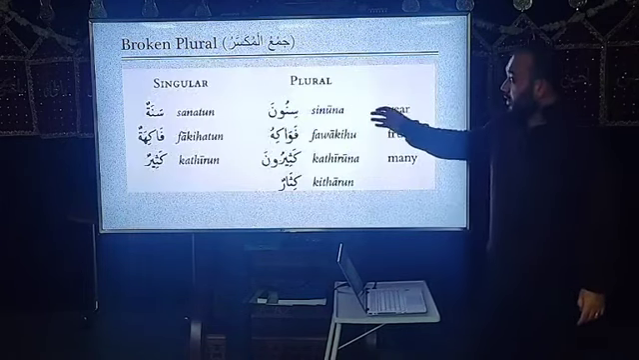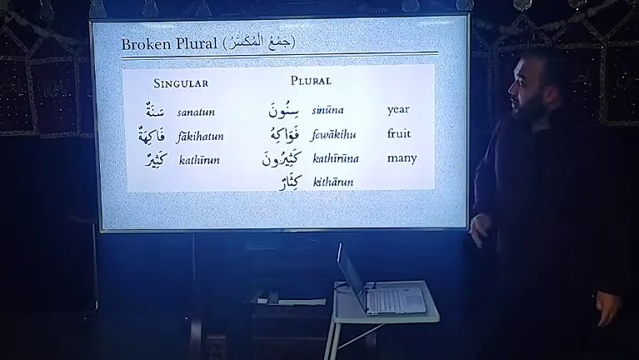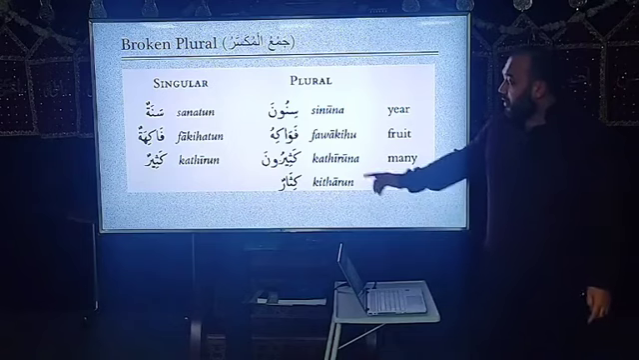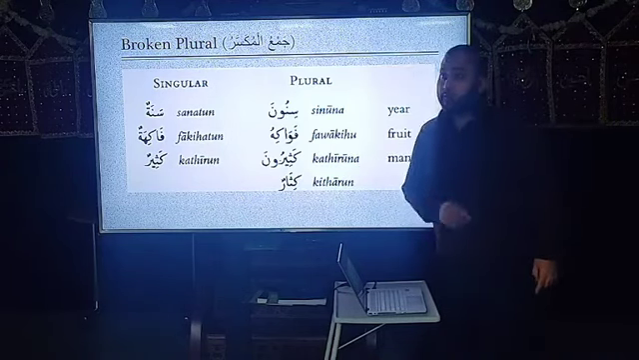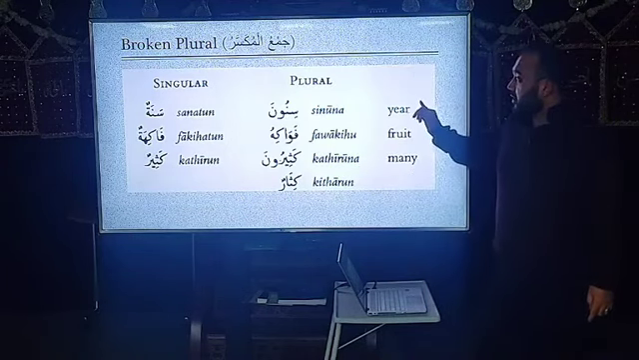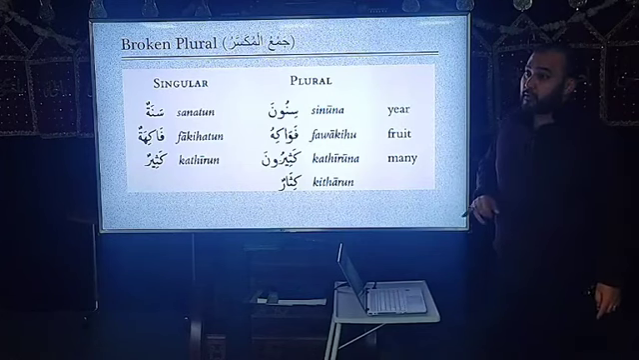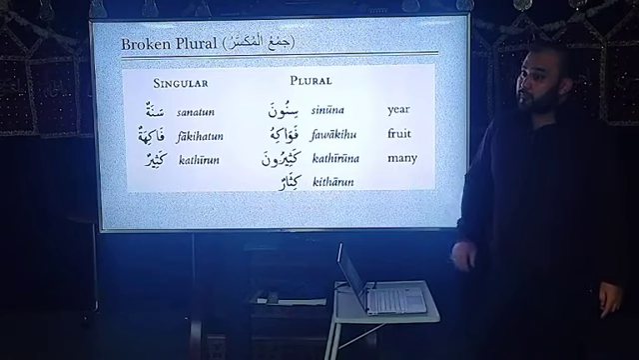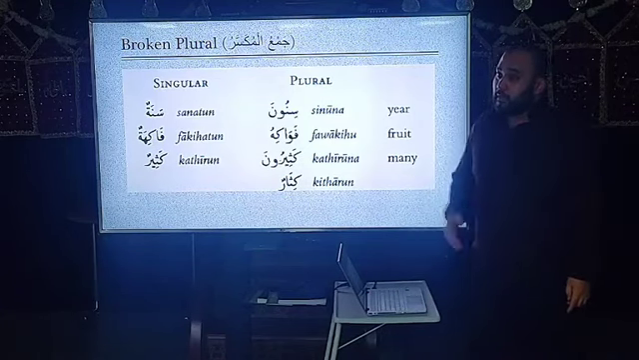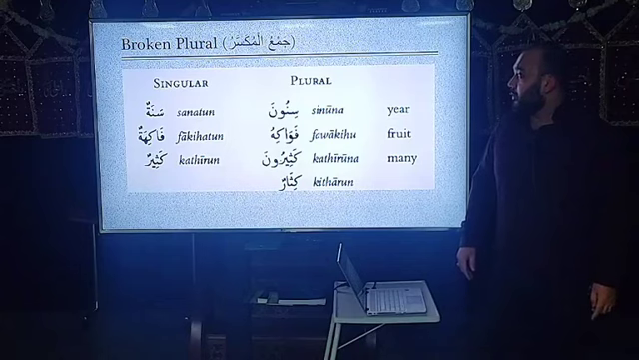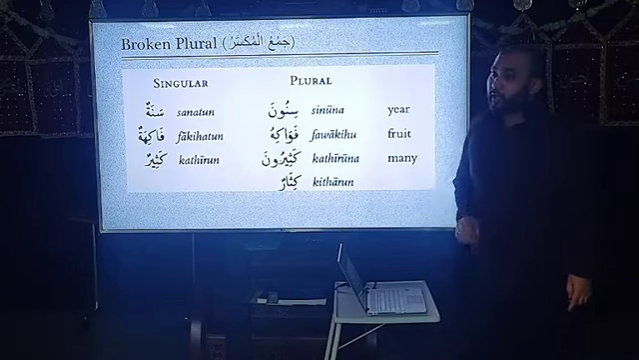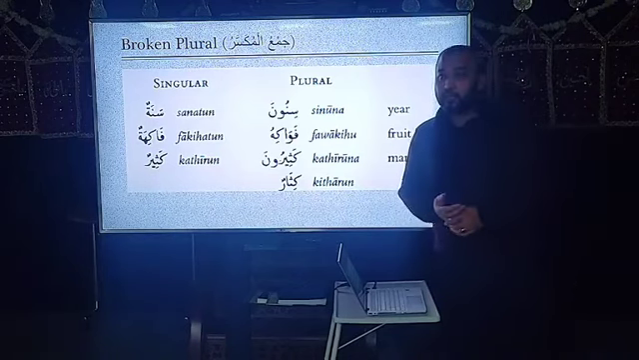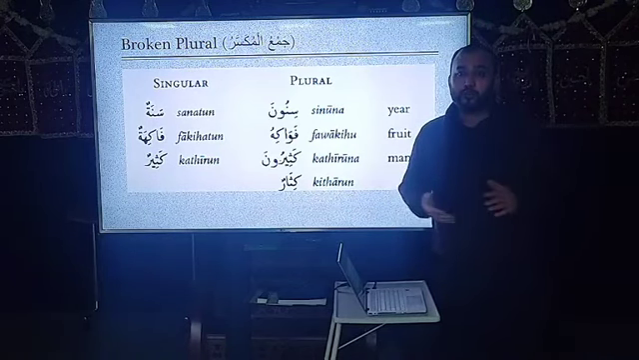And then you have this one as well. Sanatun, sinuna, fakihatun, fawakihu, kathirun, kathiruna, or kitharun. So year: sinin or sinun. That's what it was in the text. Maybe it's more likely sinin. Possibly, but this is what I got with this one. Fruit and many. So these are some examples of the words which do not follow the rules.